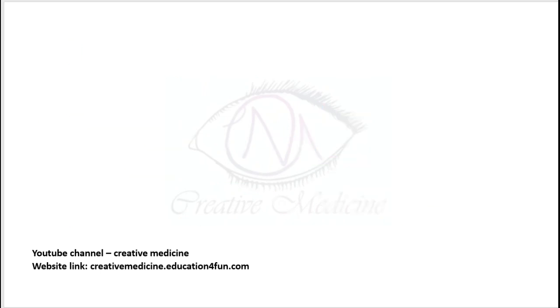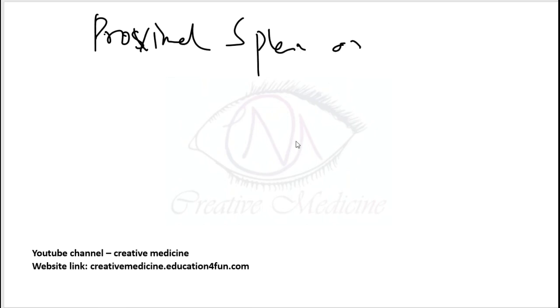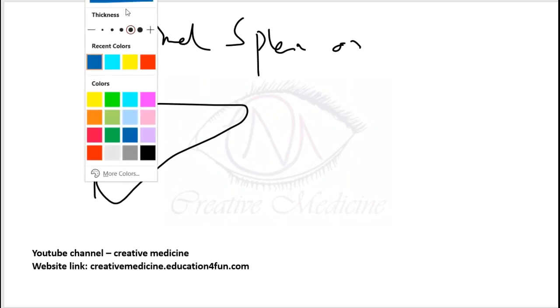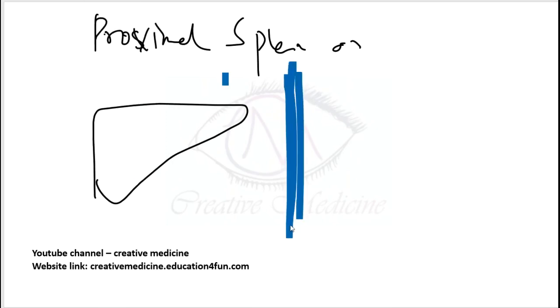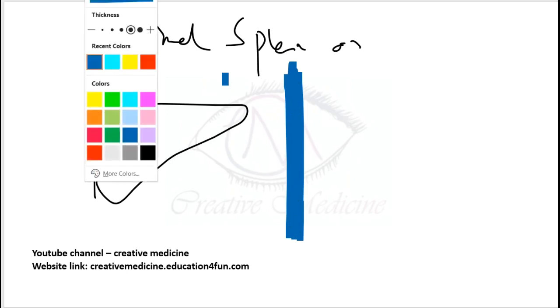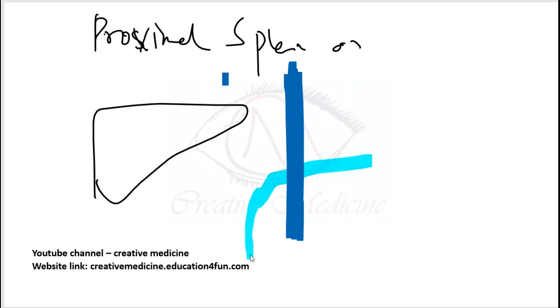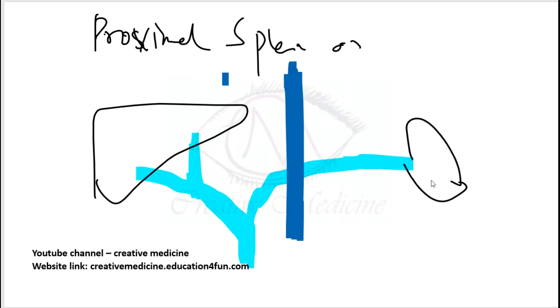Then we have the next important one, which is the proximal splenorenal shunt. So in this, what do you do? This is the liver. Yeah, this is the inferior vena cava. Now you will put a proximal splenorenal shunt. The splenic vein combines with the superior mesenteric vein and forms the portal vein, which gives right and left portal veins to the liver. Now this is going to the spleen, to the splenic hilum.